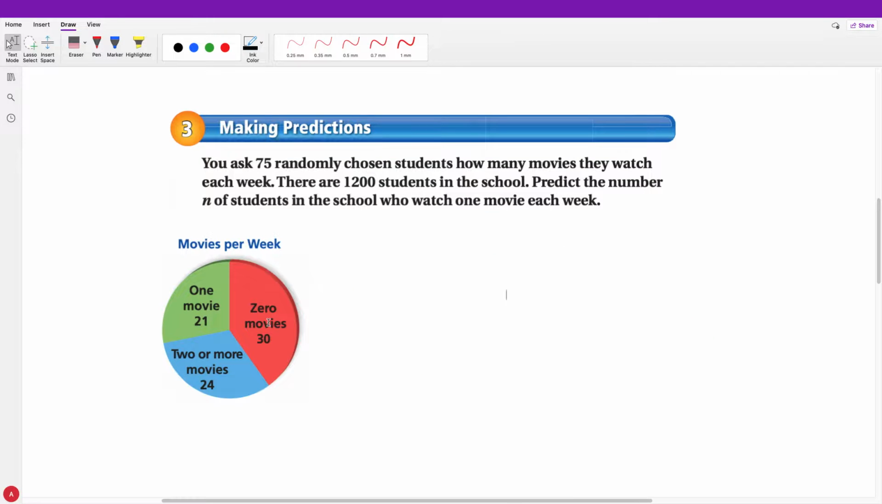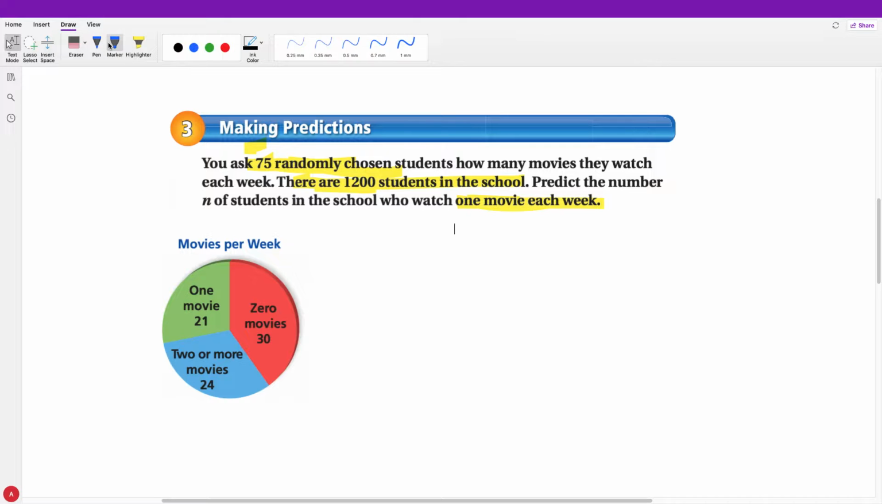All right, so now we're going to use a random, unbiased sample to actually make a prediction about a population. So you ask 75 randomly chosen students, so we have a large enough sample, how many movies they watch each week. There are 1,200 students in the school. Predict the number of students in the school that watch one movie each week.